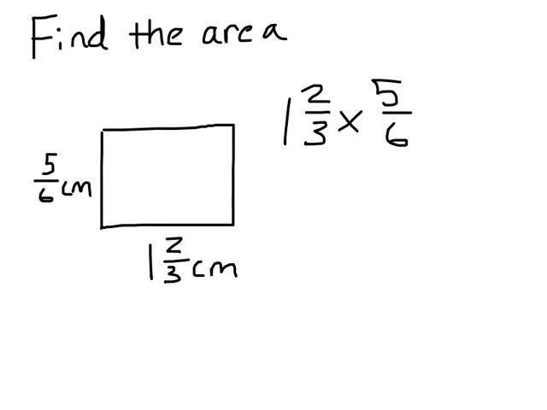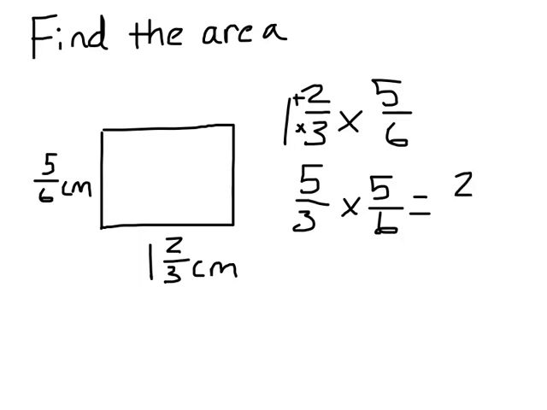Let's do that now. What's 1 times 3? My whole number times my denominator. It's 3 plus 2 more is 5, and the denominator stays 3. So I have 5/3 times 5/6. When I multiply those two fractions, what improper fraction results?